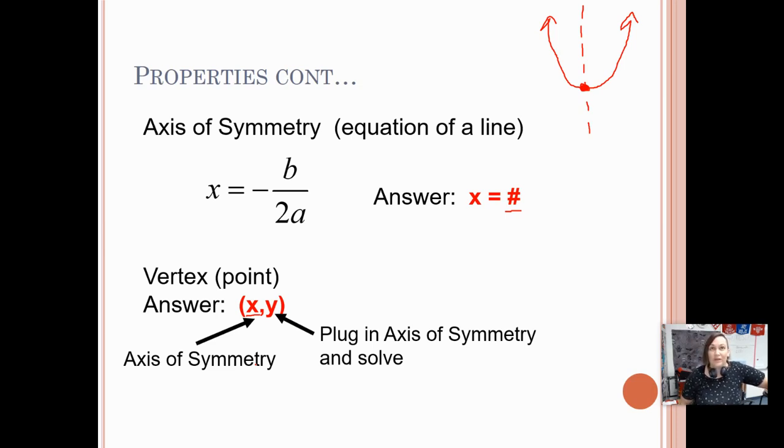Those are great things to find because that's going to give us our starting point when we actually start graphing a parabola. And we will start graphing parabolas tomorrow. In the meantime, though, let's keep finding important points.